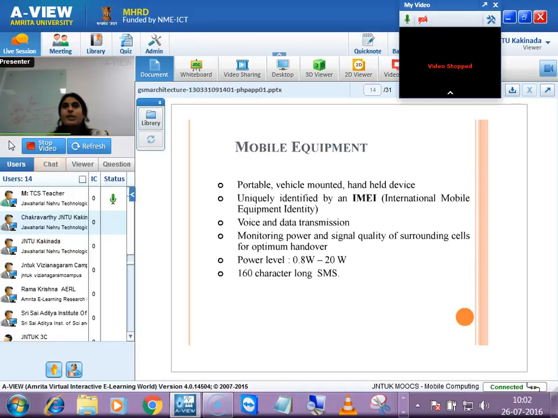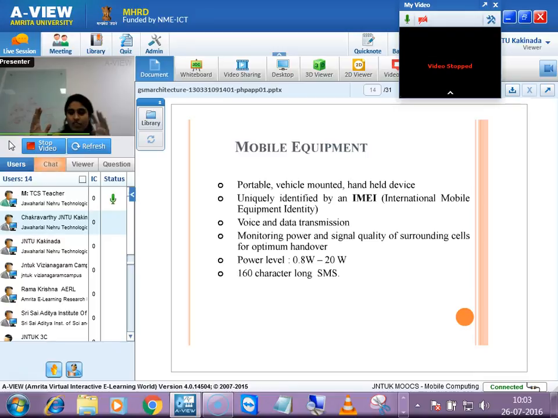Suppose you are under one tower and you are moving. You can't stay at one place. Whenever you are moving, that place may be under some other base station. So your call will be handed over from one tower to another tower. That is nothing but handover. For handover, suppose this is base station A and this is base station B. From here you are moving; here the signal strength of base station A is high, and as you move, you approach base station B.